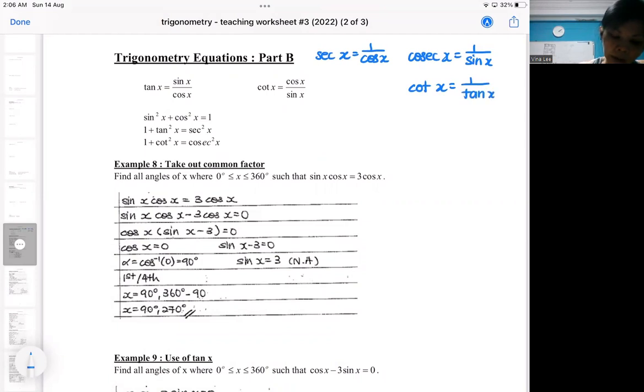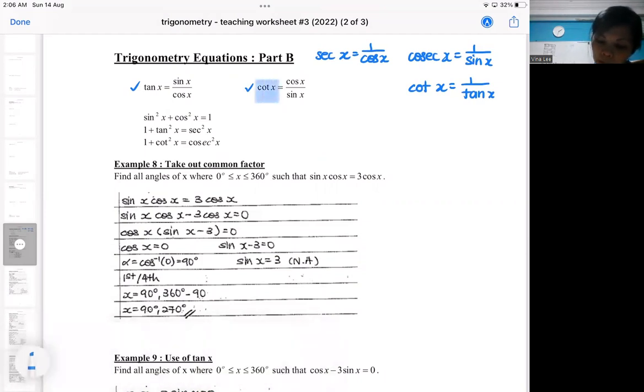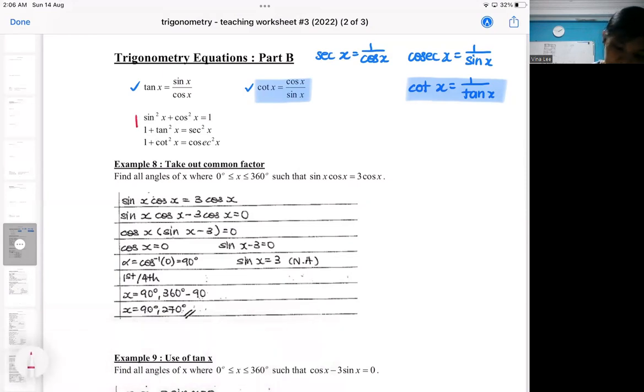So right now we're going to add on one more formula for tangent x. Tangent is sine x over cosine x. Cotangent is cosine x over sine x. So if you take a look, there are two possible formulas. Cotangent can be either this or this, so sometimes you might use any one of them. These are the basic trigo formulas that you should already have learned.